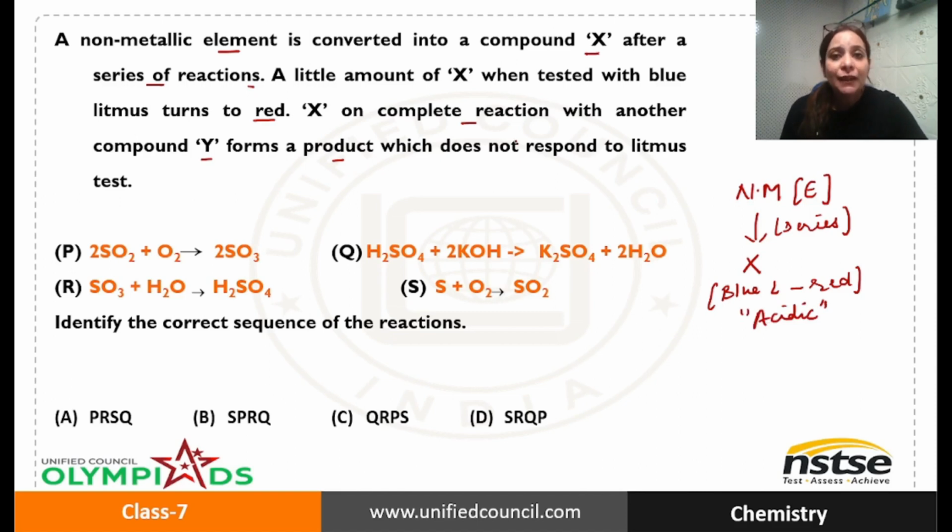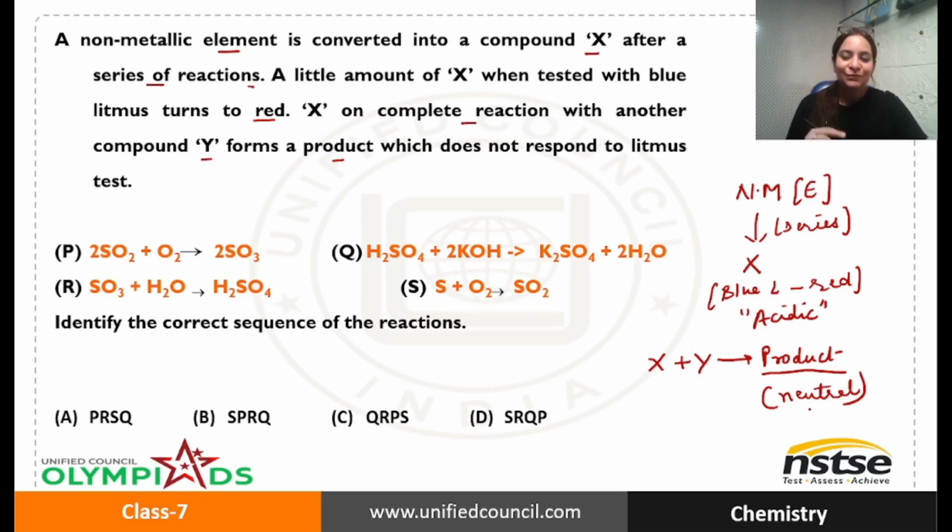X on complete reaction with another compound Y produces a certain product, and it is said that this product doesn't respond to litmus. Anything which doesn't respond to litmus is neutral. Another clue. Now see, this non-metal in elemental form undergoes a series of reactions and forms compound X. So we have certain reactions and we have to arrange all the reactions in accordance with their occurrence. First of all, we can mark in which reaction we have compounds participating as reactants, or a compound and an element, or two elements.